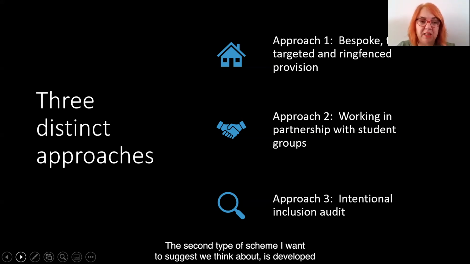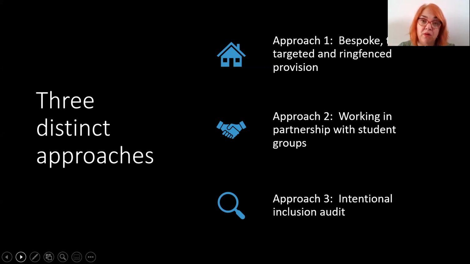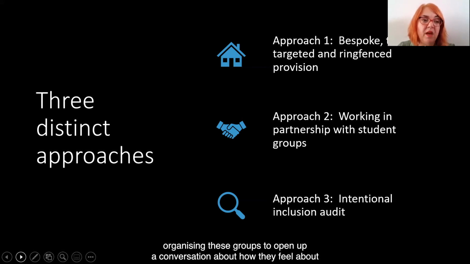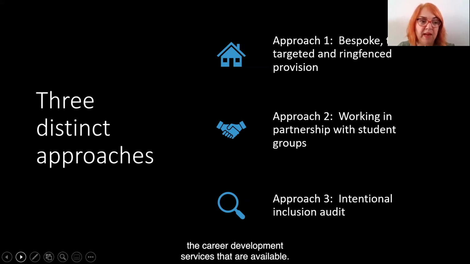The second type of scheme I want to suggest we think about is developed in partnership with particular student groups in your university. Students from specific groups may have self-organised into social or campaigning networks. If members of these groups aren't participating equally in your activities, then it can be a good idea to develop a relationship with the students who are organising these groups to open up a conversation about how they feel about the career development services that are available. These conversations can lead to identifying particular barriers to their participation. It might be that working in partnership with them, you can generate enough trust to offer something collaboratively, sharing the ownership and sharing organisation. And that can really help you to understand the perspective of the demographic in question.